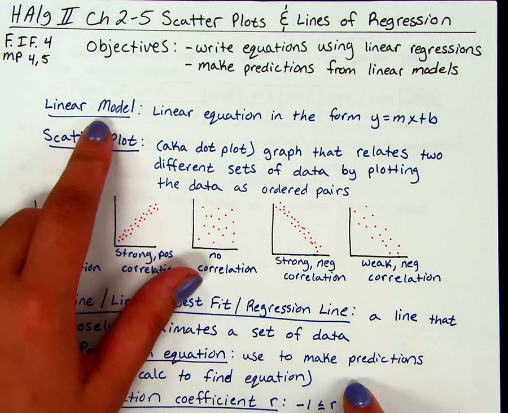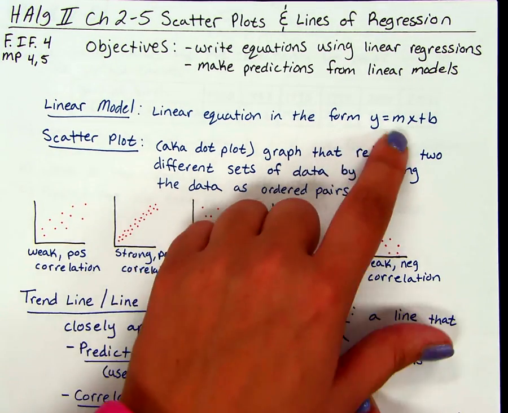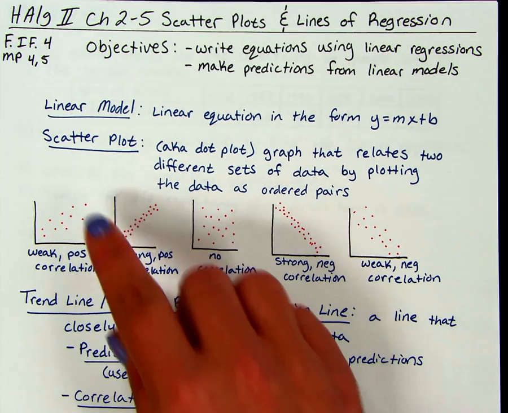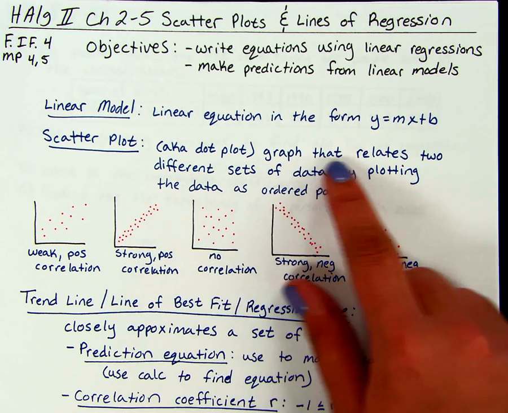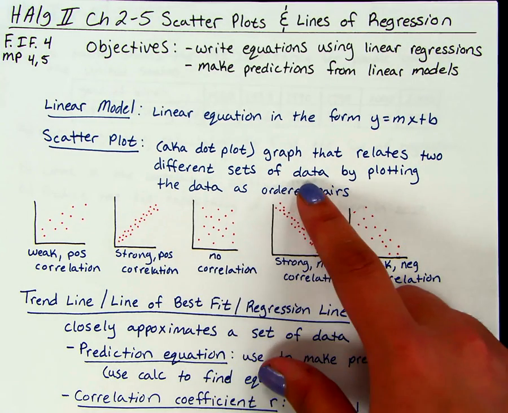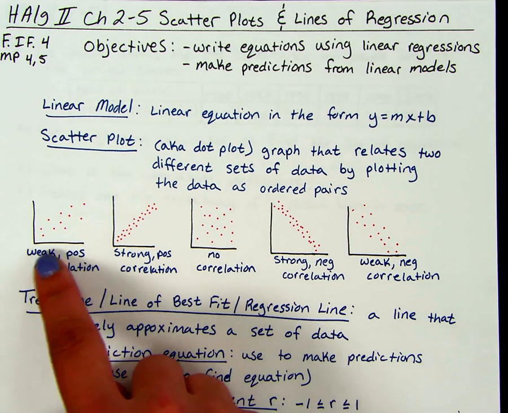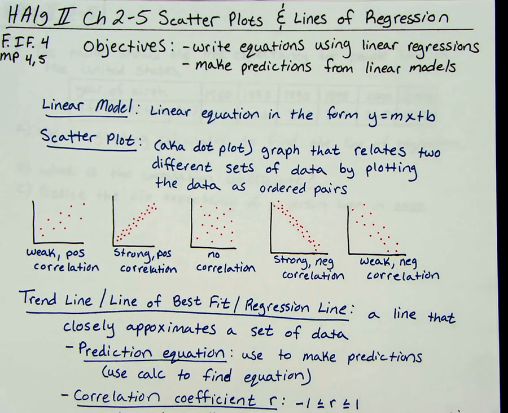So our first one is a linear model. This is simply a linear equation in our slope-intercept form, so the y equals mx plus b. And a scatter plot, also known as a dot plot, is just a graph that relates two different sets of data by plotting the data as ordered pairs. Okay? So you're comparing whatever is on the x to whatever's on your y-axis when we're making scatter plots.